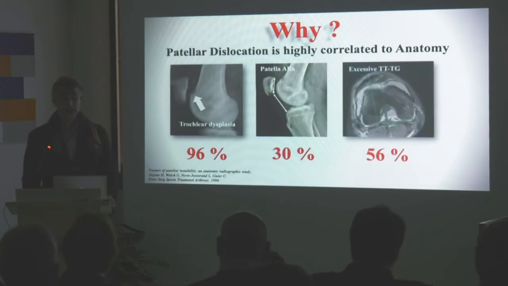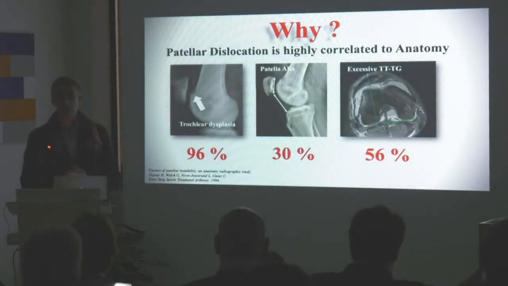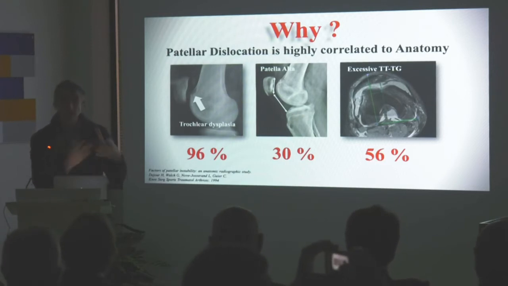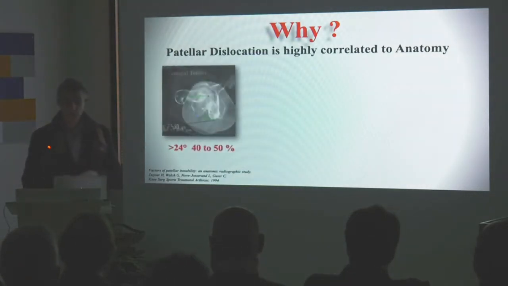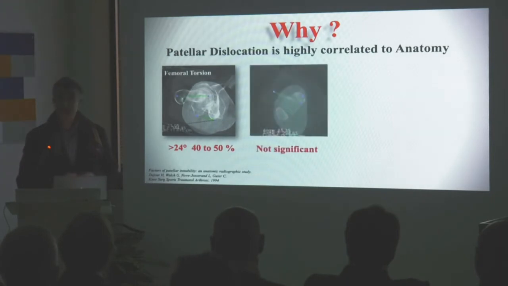So why is this patellar dislocation highly correlated to anatomy? In a dislocation population, 96% have trochlear dysplasia. So it's huge, so important. 30% have a patella alta, and 56% have a TTTG over 20 millimeter if you go to the CT scan.